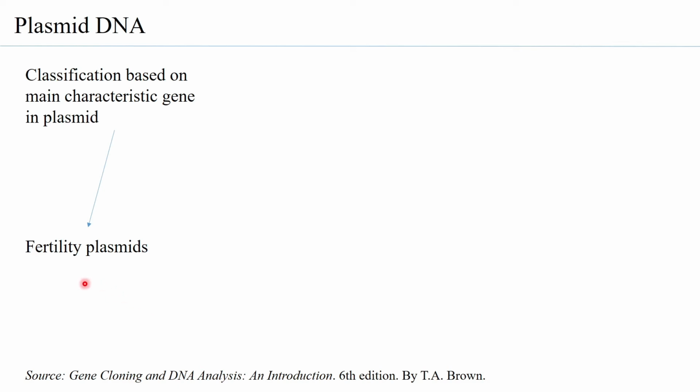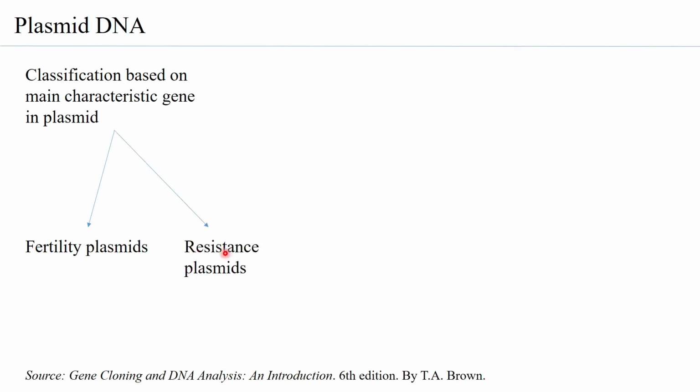But what was observed is that the fertility plasmids, that is the F plasmids, have the TRA genes. The TRA genes enable forming the conjugation tube between two bacteria, and therefore you can have DNA from one bacterium getting transferred to the other. So an example of fertility plasmids is the F plasmids in E. coli that are basically conjugative.